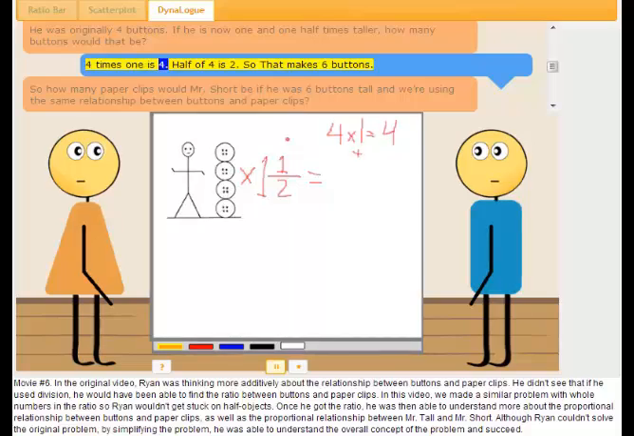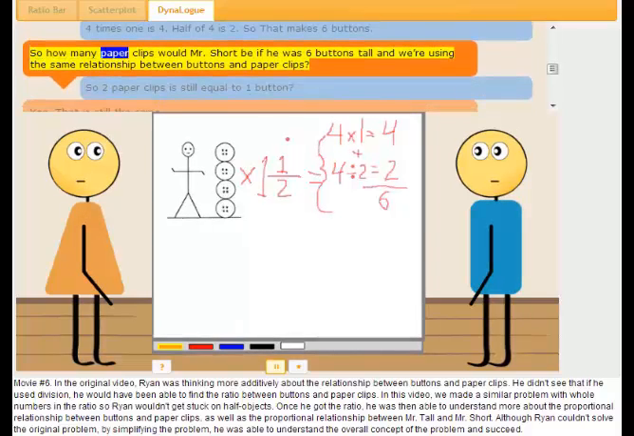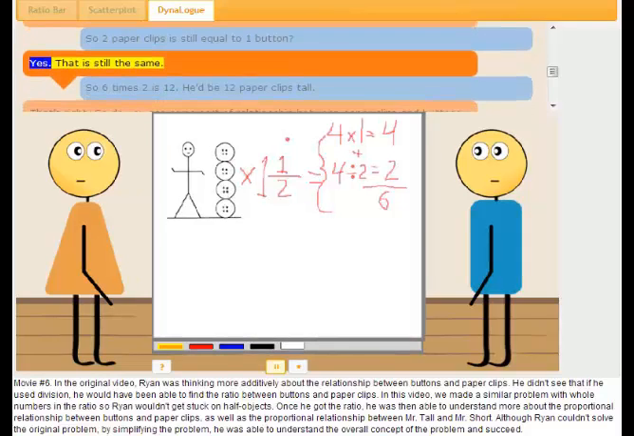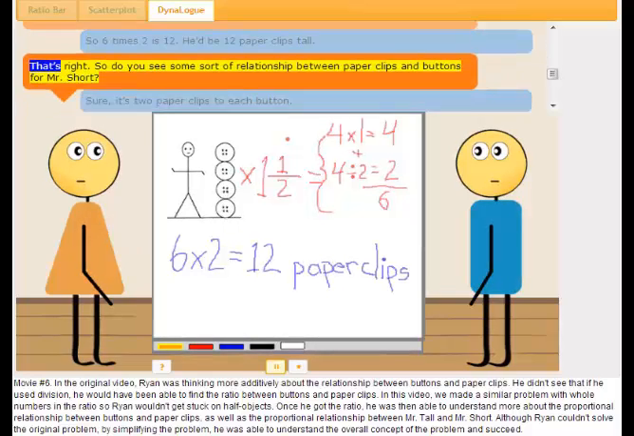4 times 1 is 4. Half of 4 is 2. So that makes 6. So how many paper clips would Mr. Short be if he was 6 buttons tall, and we're using the same relationship between buttons and paper clips? So 2 paper clips is still equal to 1 button? Yes. That is still the same. So 6 times 2 is 12. He'd be 12 paper clips tall.